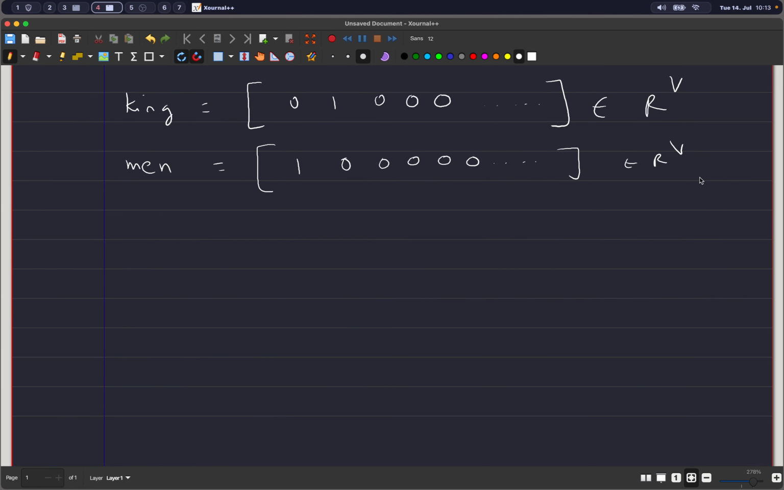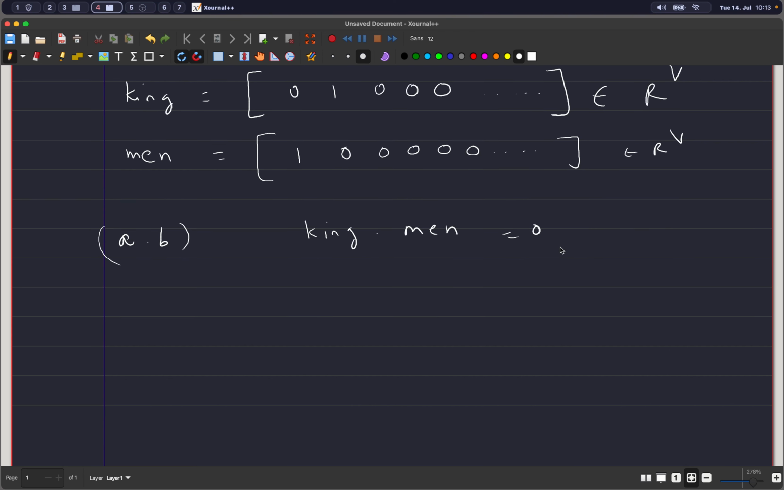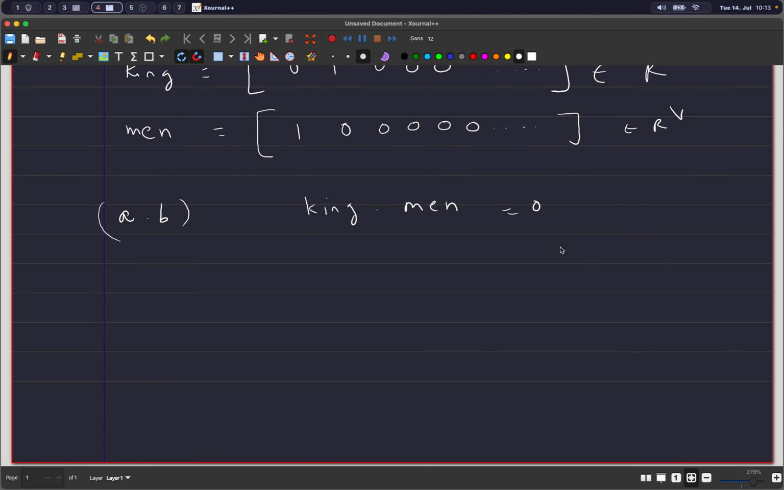Now, suppose we just do king dot men, you will get zero. Why? Because both of these vectors are orthogonal. Basically, they are completely, like, they have no inherent encoding in them. We cannot find the similarity between them because any two vectors that you multiply, you will always get zero.